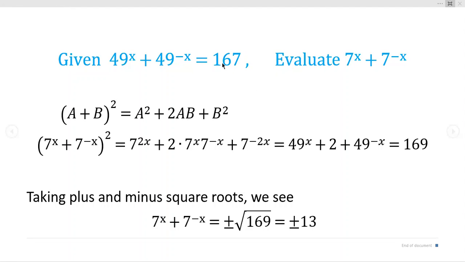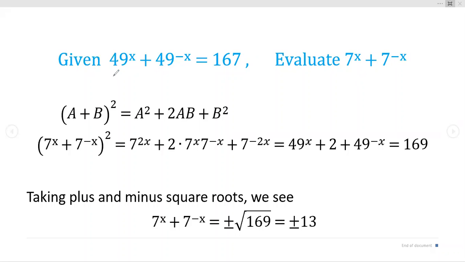Another one of these interesting problems where you're given an initial condition where you're led to believe you may need to solve for x to evaluate another expression, but that's not the case here. It turns out you never have to know the value of x just due to the algebraic structure of this thing. Now, we're given this initial condition right here, 49 raised to the x plus 49 raised to the minus x is equal to 167. And we're supposed to evaluate 7 to the x plus 7 to the minus x.